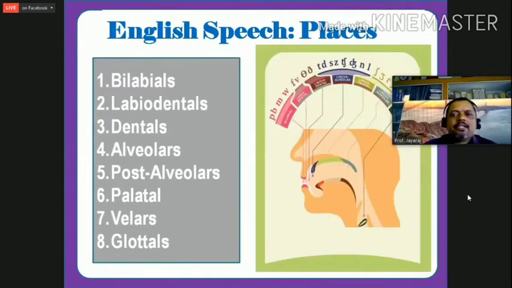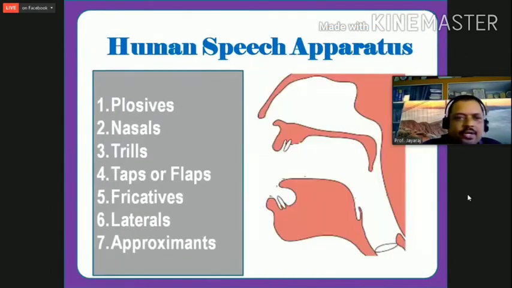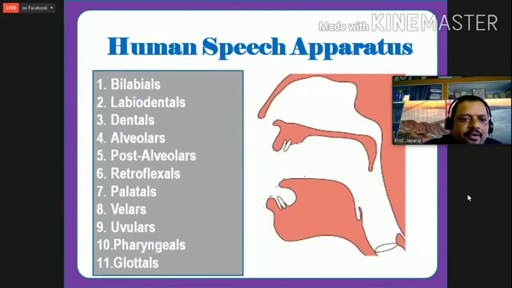these are the 11 places of articulation. Look at the list of 11 places of articulation. We have bilabials: pa, ba. When we pronounce pa and ba, we use both the lips. We call pa, ba, and ma bilabials. And we have labiodentals like fa, va.